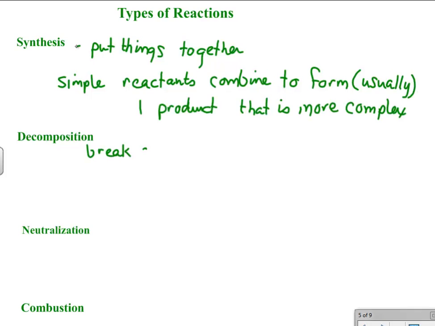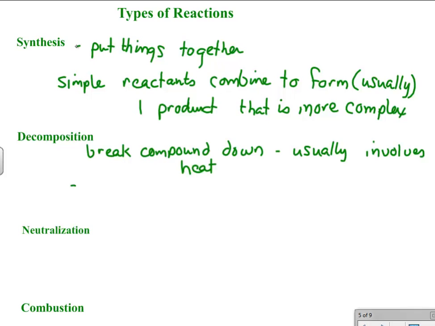Decomposition reactions go the other direction. We start with a single, fairly complex compound and we break it apart. Usually this involves heat. Our products this time are simpler compounds or elements, and we have at least 2 products.